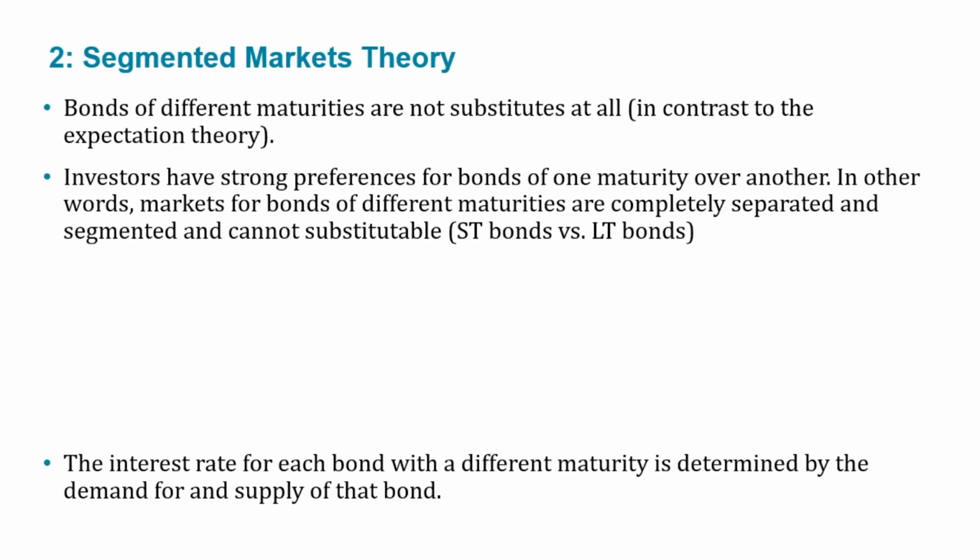Now we have the second theory, called segmented markets theory. Unlike the expectation theory, here bonds of different maturities are not substitutes at all. Because in the previous theory, we said that people are indifferent between short term and long term. But here there is a clear distinction. Investors have strong preferences for bonds of one maturity over another. In other words, markets for bonds of different maturities are completely separated and segmented and cannot be substituted. So there is a clear distinction between short-term bonds and long-term bonds.